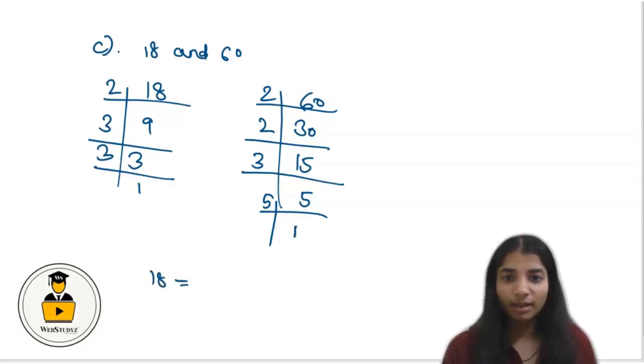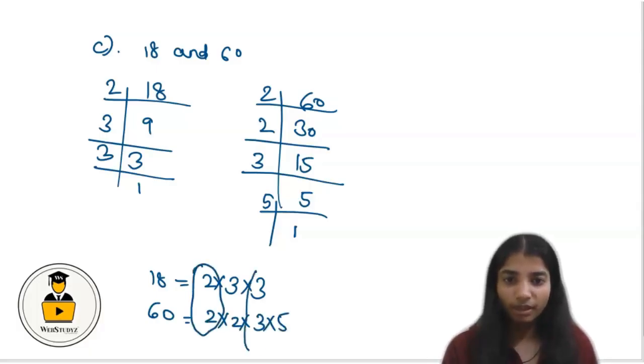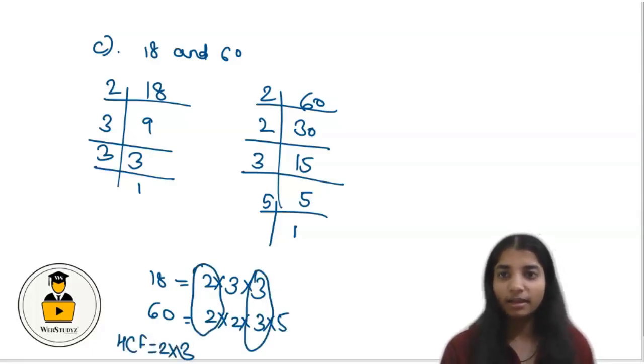So 18 can be written as 2 multiplied by 3 multiplied by 3. And 60 can be written as 2 multiplied by 2 multiplied by 3 multiplied by 5. Look at the common terms here: 2 is common and one 3 is common. So the HCF is equal to 2 multiplied by 3, and we know that 2 multiplied by 3 is equal to 6. So 6 is the HCF, hence the answer to this part.